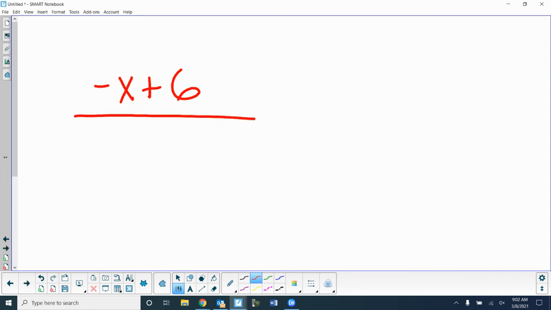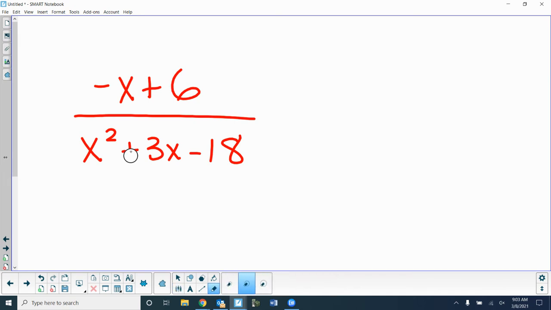Simplify this and give me the restrictions on the variable. Oops. This is minus 3x. So simplify that rational expression, and give me any x values for which the expression is undefined.